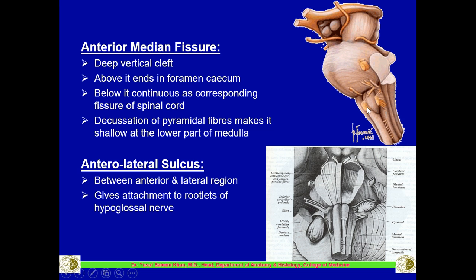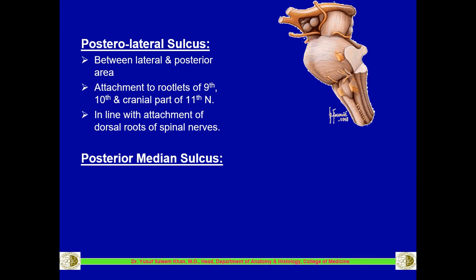You can see here also, this is the hypoglossal nerve, which is coming out between the pyramid and the olive, in line with the attachment of the ventral rootlets of the spinal nerves. If you go below, this anterolateral sulcus gives rise to the ventral roots of the spinal nerves. Spinal nerves have a dorsal root as well as a ventral root, the posterior and anterior roots. The anterior roots come in the same sulcus. So above it is for the rootlets of the hypoglossal nerve, and below it is for the ventral roots of the spinal nerves.